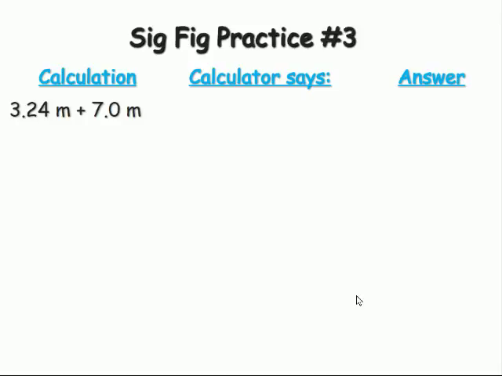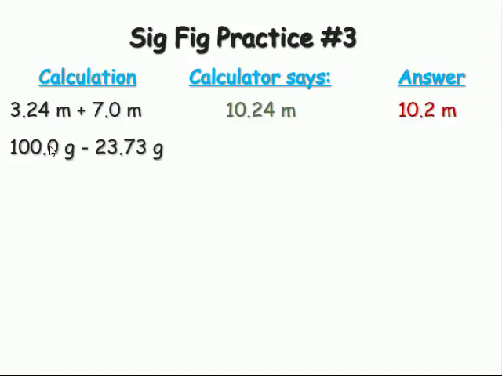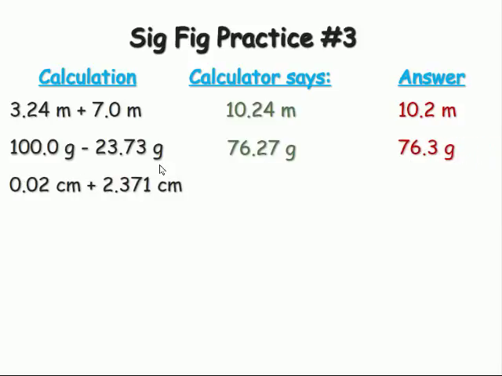Let's try these practices one more time. The calculator is telling me this long number, I only want two significant figures. I only want one digit past the decimal place, so I'm going to round to 10.2. Plug this into your calculator. It's going to tell you this number. How many places past the decimal do I want? Oh, one place past the decimal.